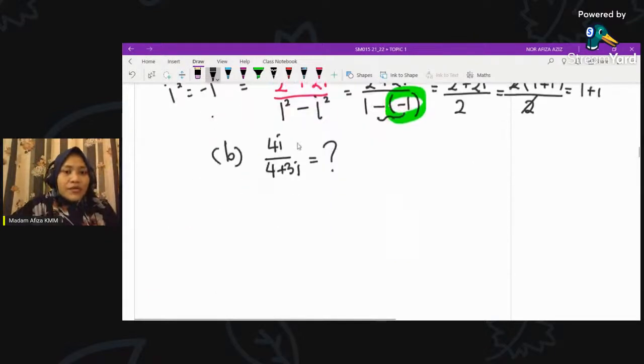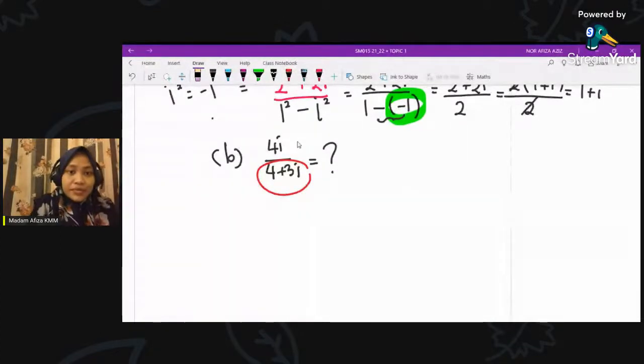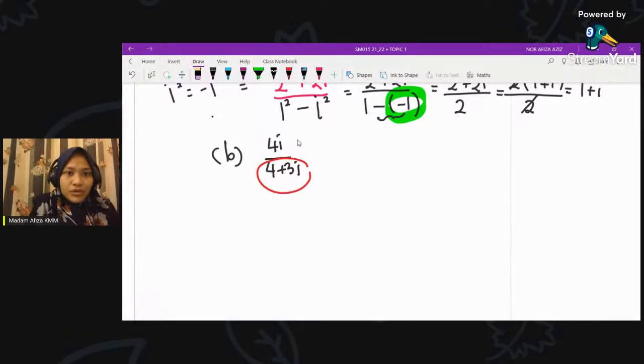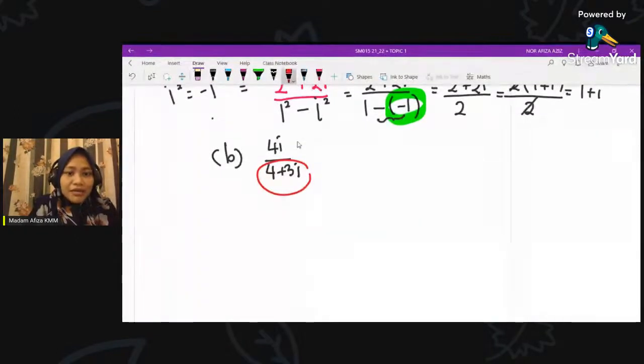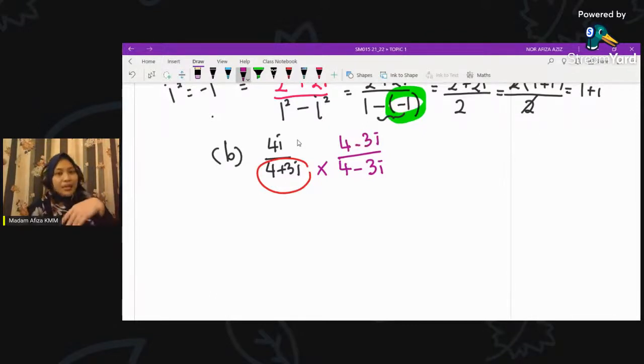First of all, we note that there's i in the denominator. So we need to do something. We need to multiply with the conjugate. So let us multiply with the conjugate. In this case, the conjugate will be 4 minus 3i. Okay, so here is 4 minus 3i. Mesti sama lah atas bawah.